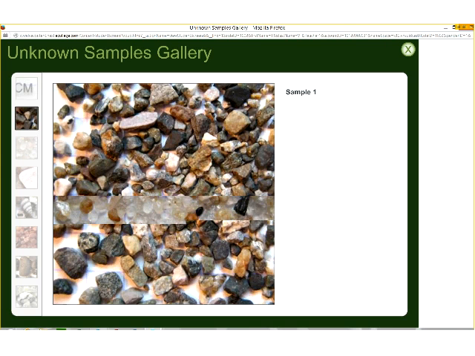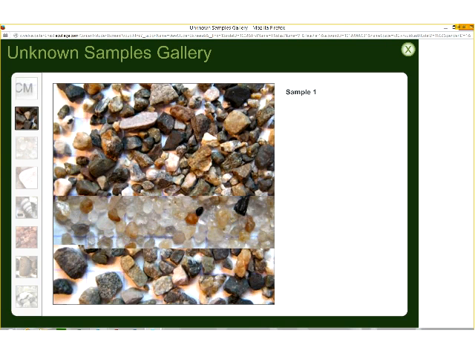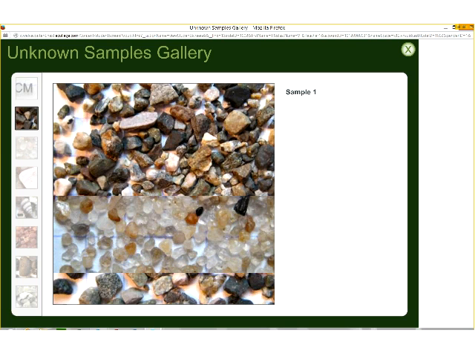Let's look at the next sample. Sample number dos. 2. It's 2 for people who don't know Spanish.